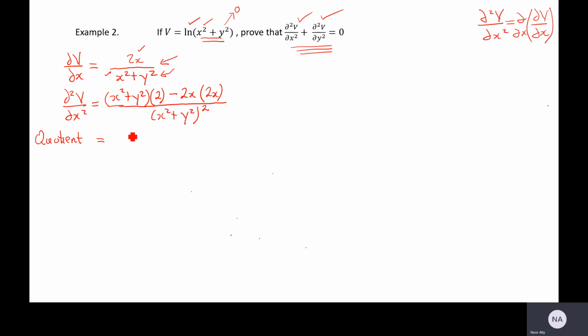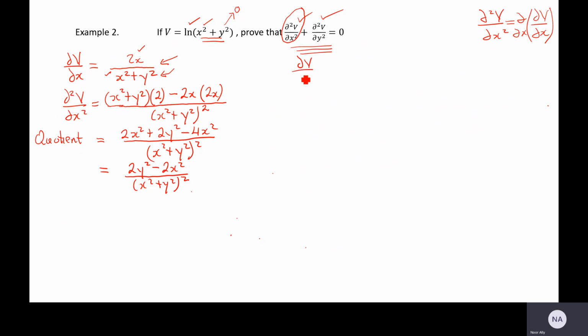Okay, let's just multiply out here. 2 times x squared, 2x squared, 2 times y squared, minus 4x squared. Divide that all through by x squared plus y squared all squared, and I get an answer 2y squared minus 2x squared, divided by x squared plus y squared all squared. Okay, now we have the first part. Now let's work on the second part.